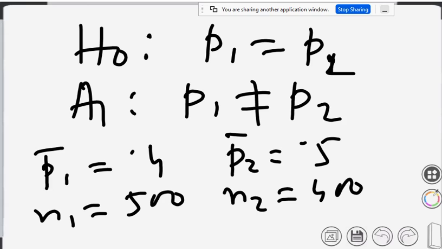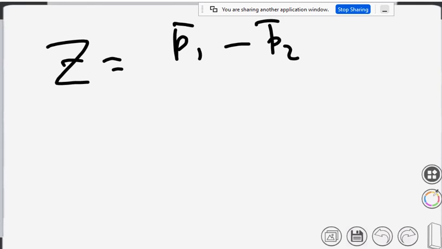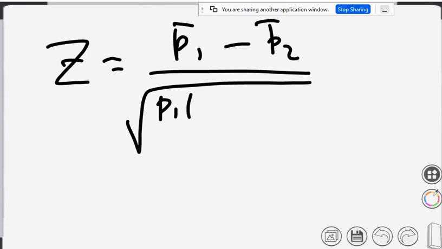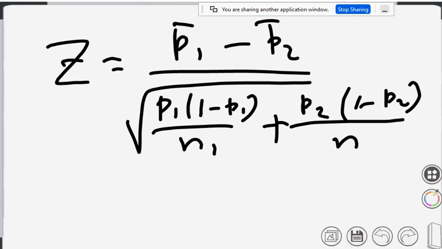So calculate. Yes, sir. So here Z will be P1 bar minus P2 bar by root over of P1 into 1 minus P1 by N1 plus P2 into 1 minus P2 by N2. So please calculate P1 and P2.